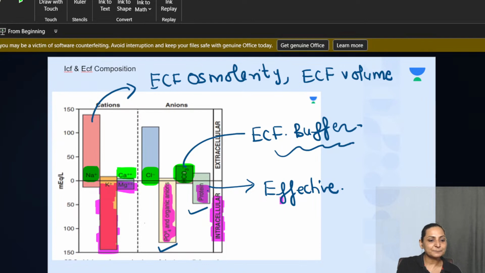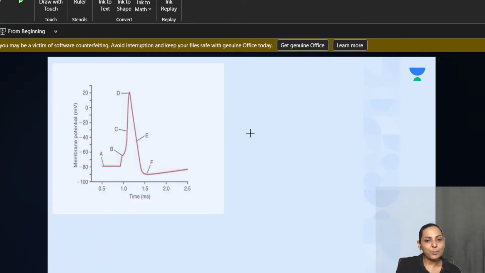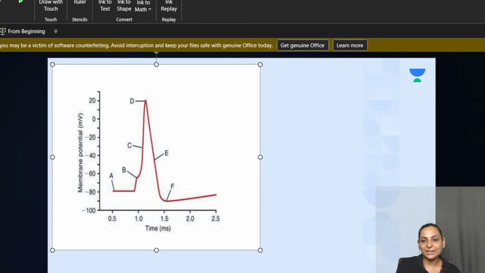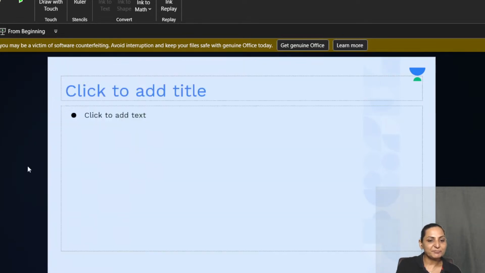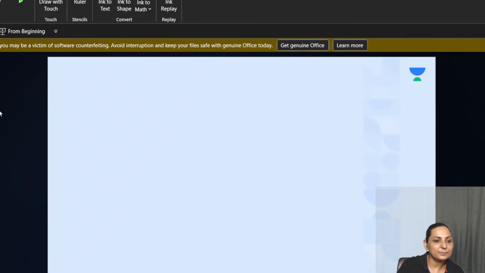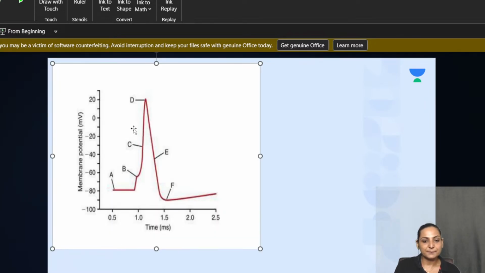Moving on next. Now, another very important question which comes to us is on the action potential and the ionic basis of the action potential. This is the question which has been asked. Just go through your NEET PG questions from last year also. You will see that even in INICET and NEET PG, these questions are repeatedly asked.